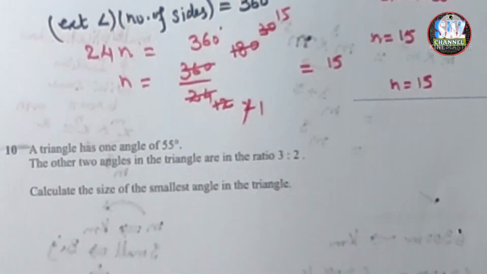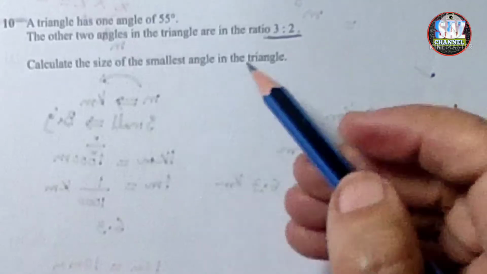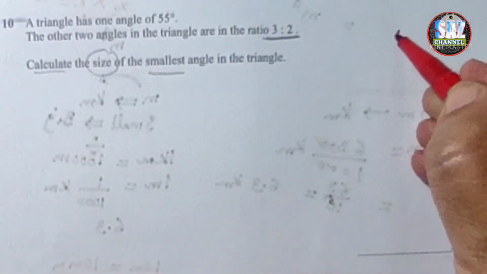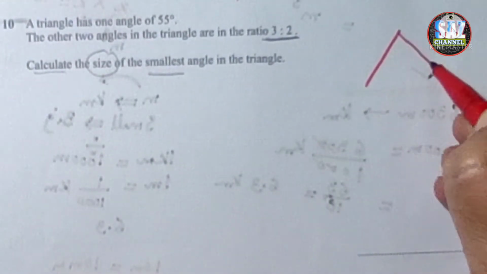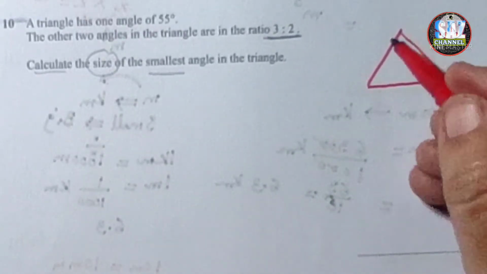Moving to the next question, question 10 says a triangle has one angle of measure 55 degrees. The other two angles in the triangle are in the ratio 3:2. Calculate the size of the smallest angle in the triangle. Let's first make a rough sketch of the diagram. It's always good to make a sketch of the diagram, and it has 3 marks, so we have to provide sufficient working for that.